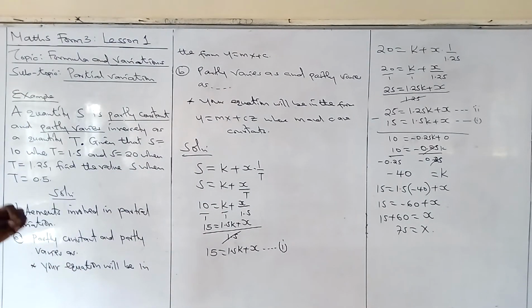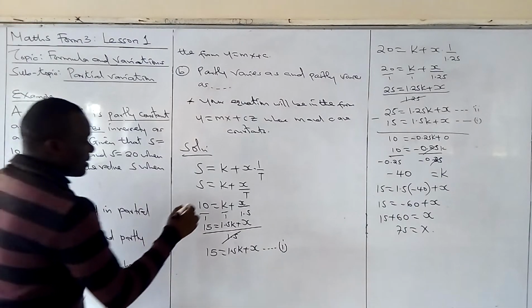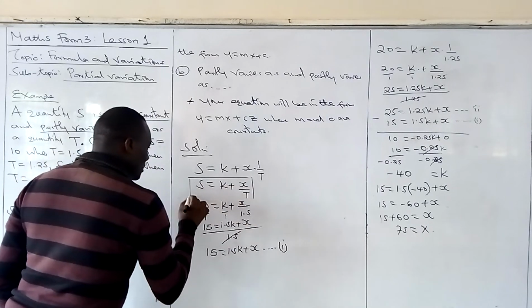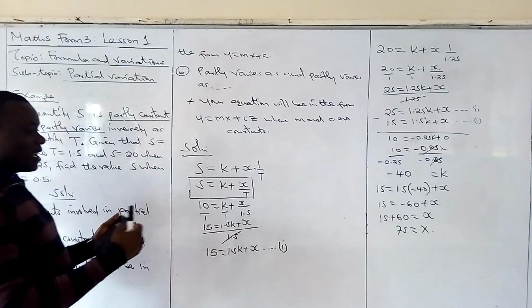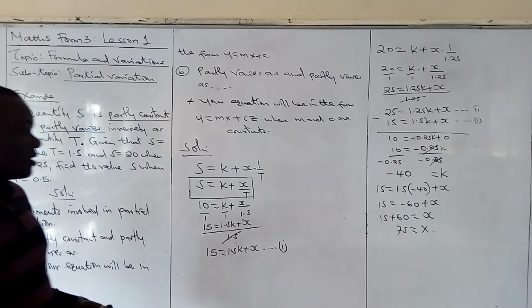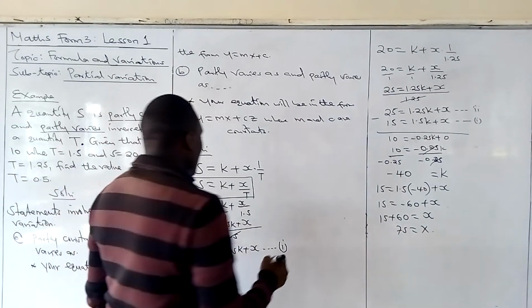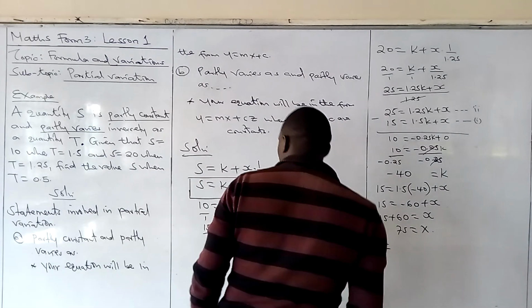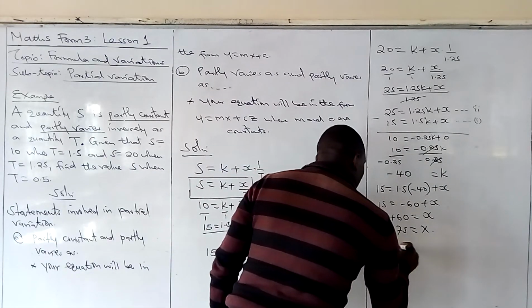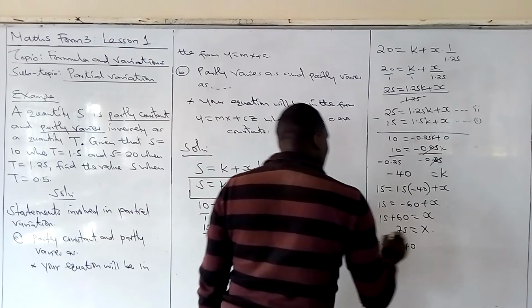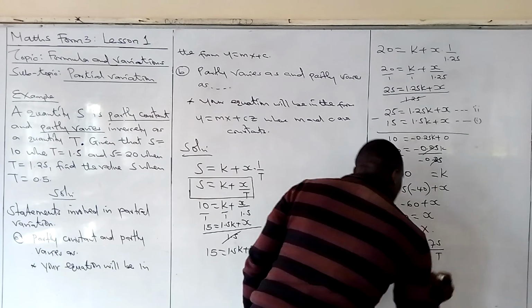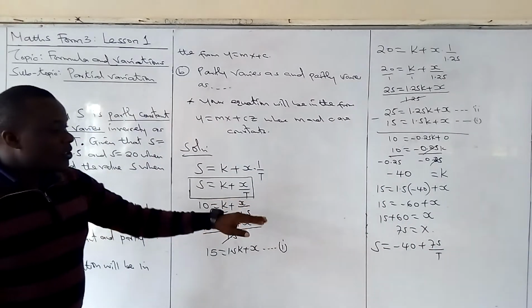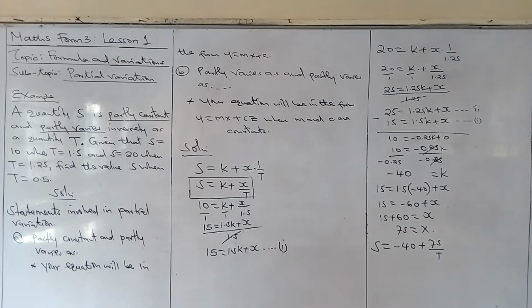So we must find the equation connecting s and t. Now that we have found k and x, we remove k and x and put in their values. The equation will be s is equal to k, which is minus 40, plus x, which is 75, over t. So that's now the equation connecting s and t.